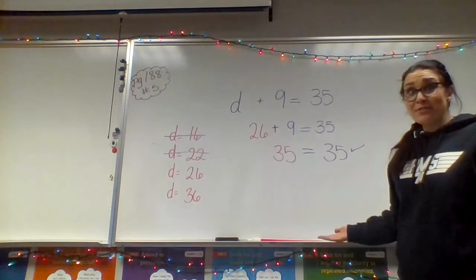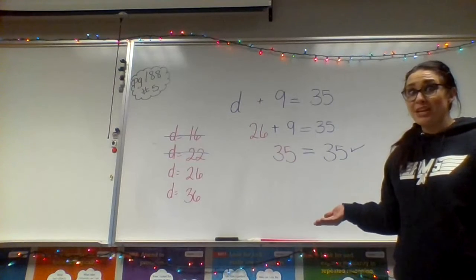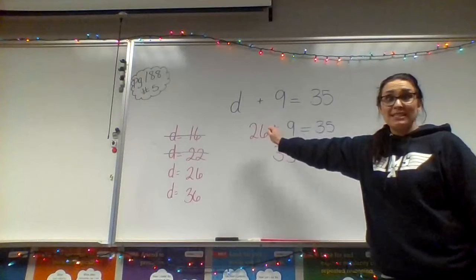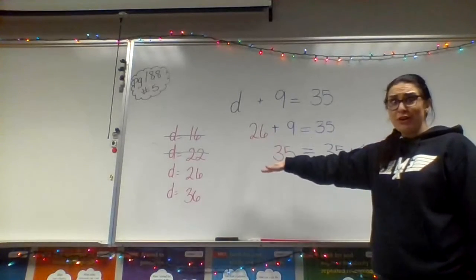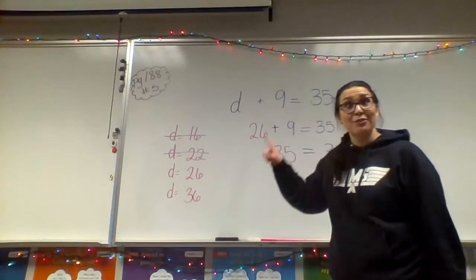Therefore, 22 is not a solution. Our third solution, we were trying 26. Now, is 26 a solution to this equation? Oh, yeah, all the way. Look at this. When I have 26 plus 9, that equals 35, and I'm pretty sure that 35 equals 35, so yes, 26 is a solution for this equation.